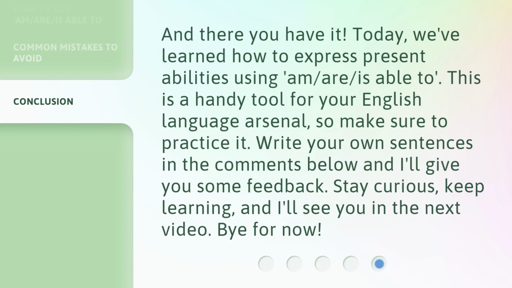And there you have it. Today, we've learned how to express present abilities using am, are, is able to. This is a handy tool for your English language arsenal, so make sure to practice it.